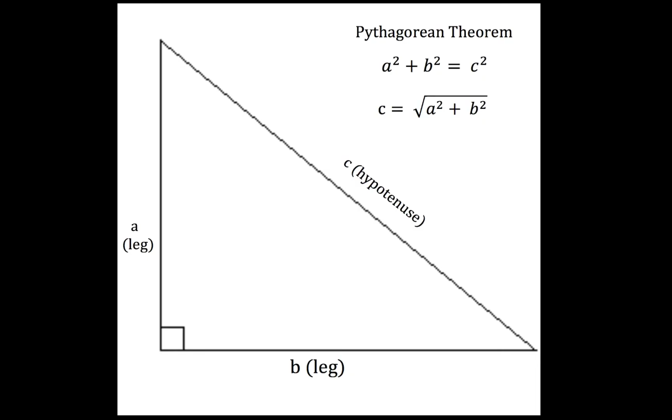Here's a little geometry review. Pythagorean theorem states that every right triangle has side lengths that satisfy the formula a squared plus b squared equals c squared. A Pythagorean triple consists of 3 positive integers that satisfy the formula and create a right triangle. C is the hypotenuse, or the longest side of the triangle, while A and B are the other 2 sides, or the width and height.